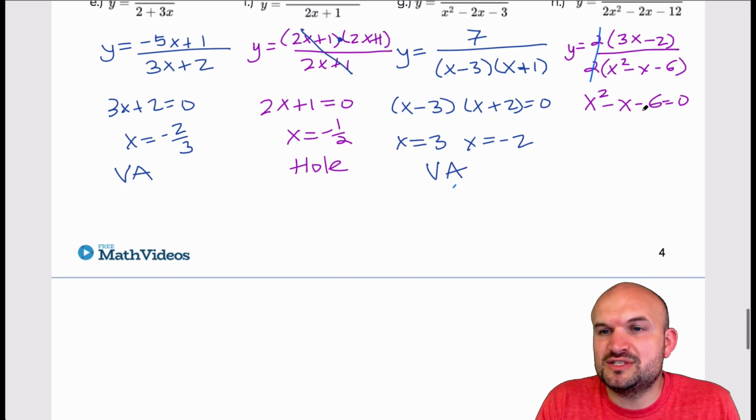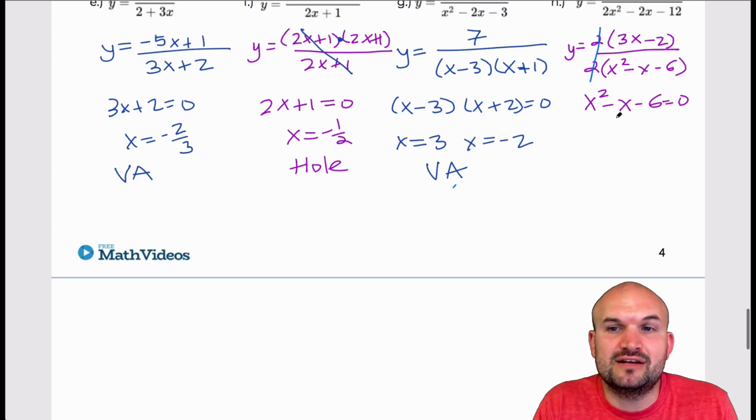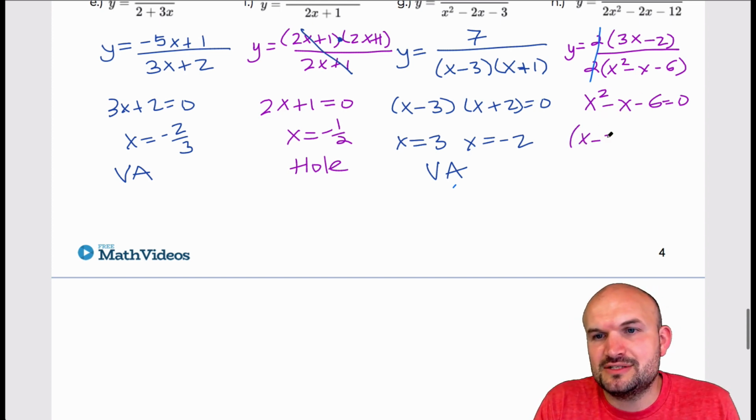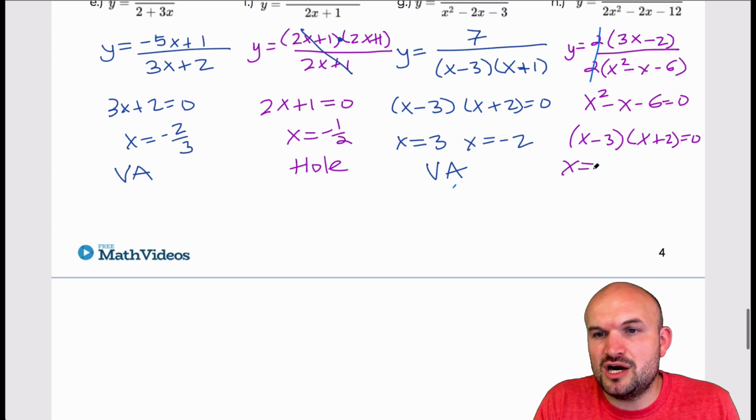factor. So what two numbers multiply to give me negative 6 and add to give me negative 1? That's going to be x minus 3 and x plus 2. Okay, it's going to be negative 2. So therefore, my discontinuities are x equals 3 and x equals negative 2.